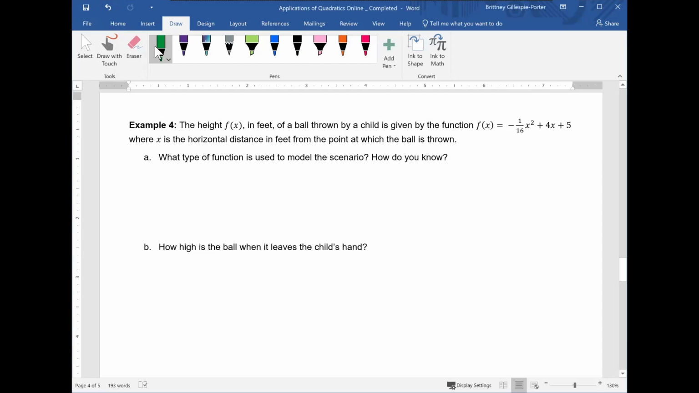The height, f of x in feet. So we just know that f of x, which is y, is our height in feet. Of a ball thrown by a child is given by our function f of x equal to negative 1 over 16 x squared plus 4x plus 5, where x is our horizontal distance in feet. So x is our horizontal distance, again, in feet.